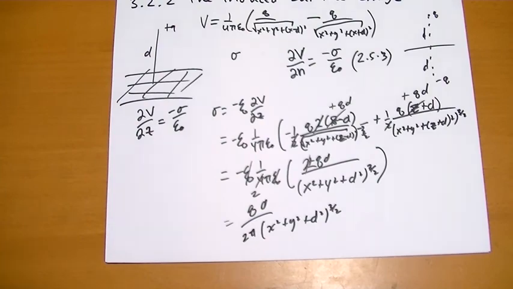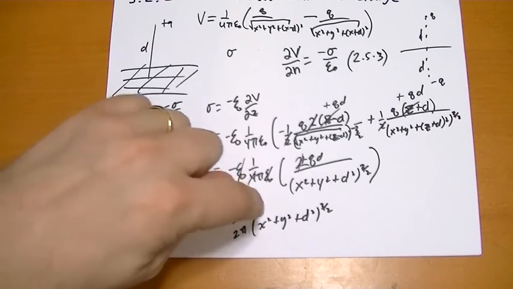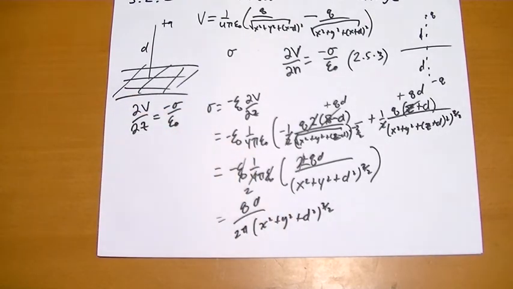The maximum for this occurs when the denominator is at its minimum, which is when x and y are 0. So right in the center there you have the maximum charge density. And outside, it should be, yeah, that's right.